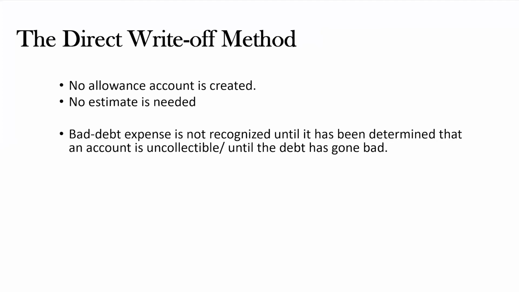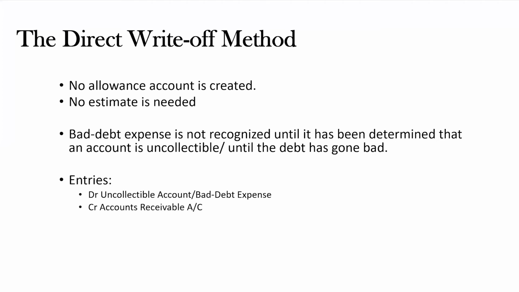So in this case, we're not making an allowance, we're not making a provision, we're not making an estimate. What we're doing is, when the time comes and we know this person is not paying us, we're just going to write it off. And how we write that off, the entry is to debit the bad debt expense, because we didn't have a provision, and to credit the accounts receivable.